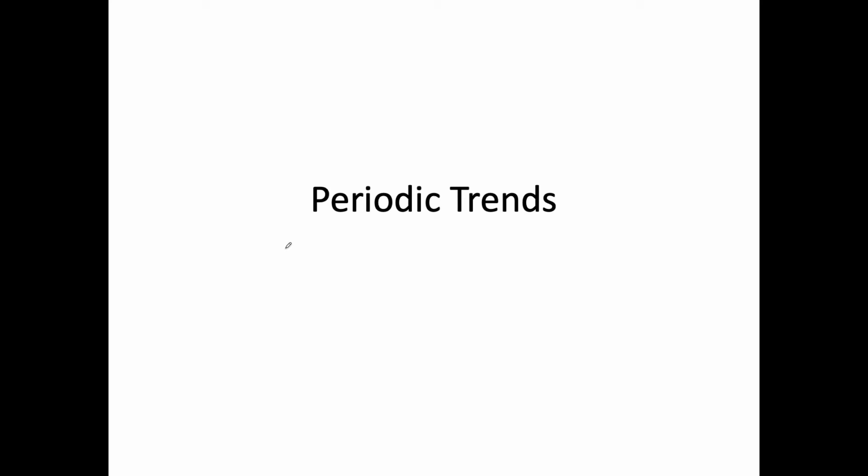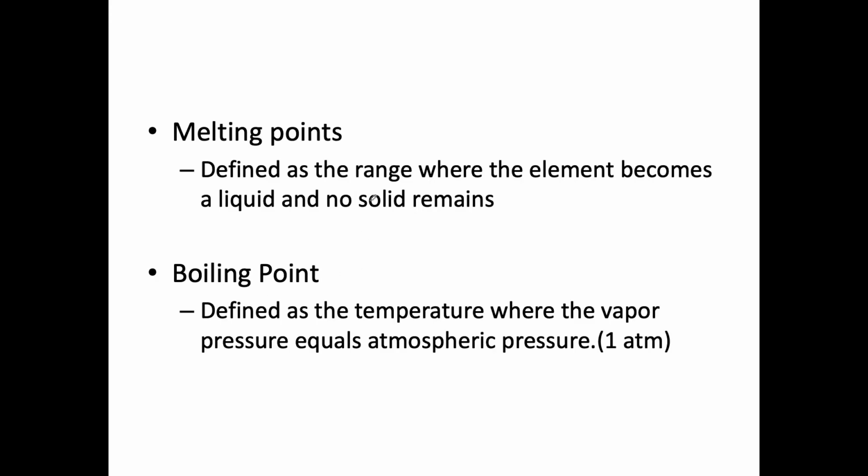If you look at the periodic table, we're going to see several physical and chemical properties remain the same or consistently change in one direction or another. And so what we're going to do is take a look at these trends and do some definitions as well. So the first one is melting and boiling points. And melting point is defined as the range where the element becomes a liquid and no solid remains.